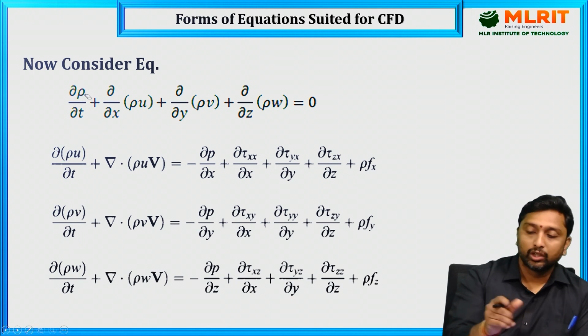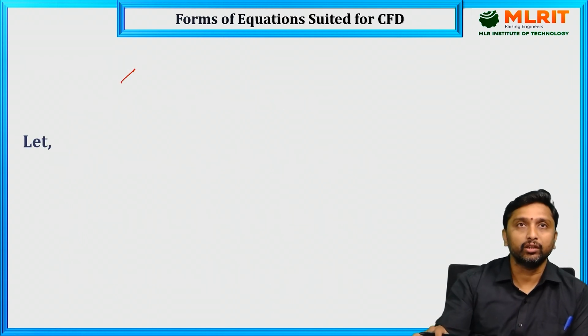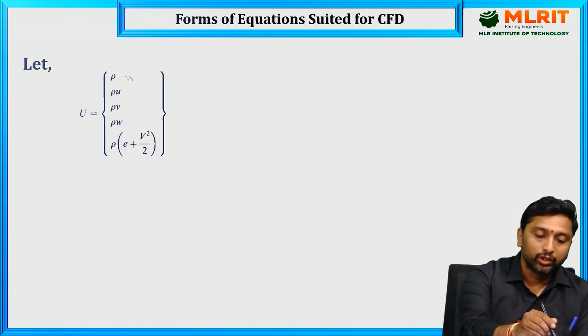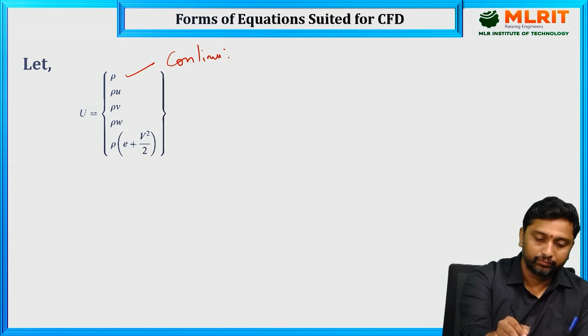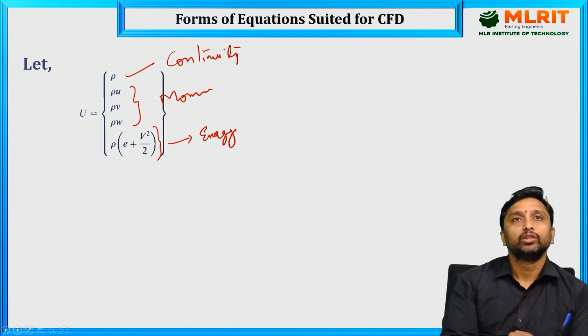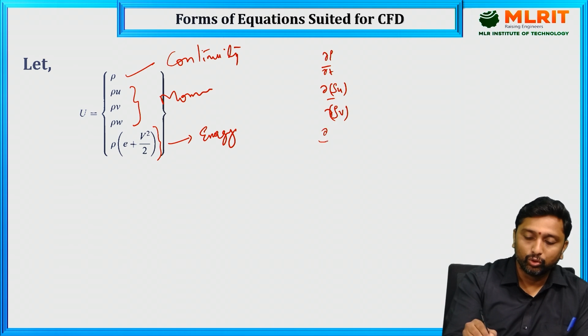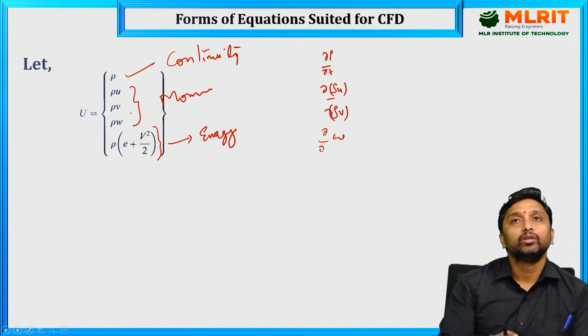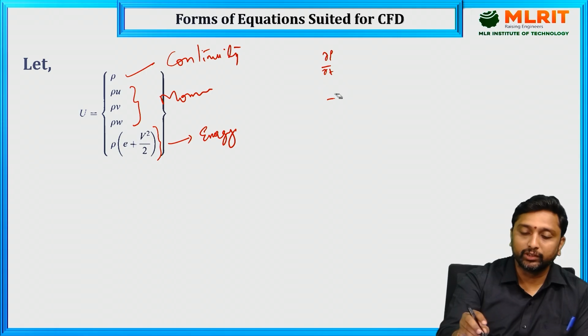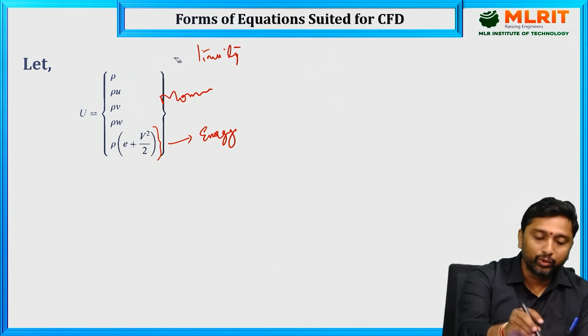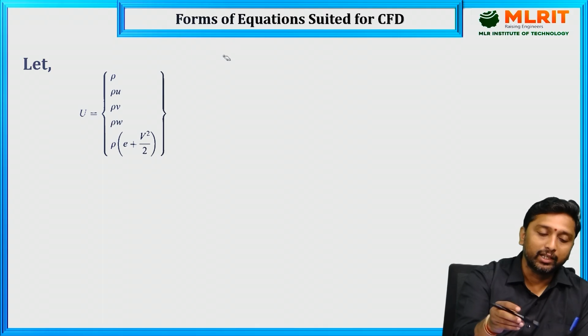So if you observe the equation here, this is nothing but the continuity equation. This is from continuity. These three are from momentum equations, and this is from the energy equation. So closely observe. These are nothing but dou rho by dou t, dou rho u by dou t, dou rho v by dou t, dou rho w by dou t. So if we segregate them in such a way, I am writing U as a column matrix which has all these terms.